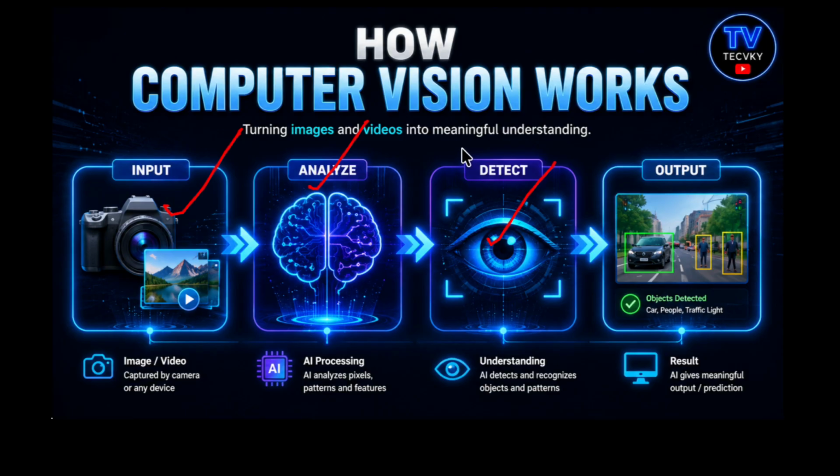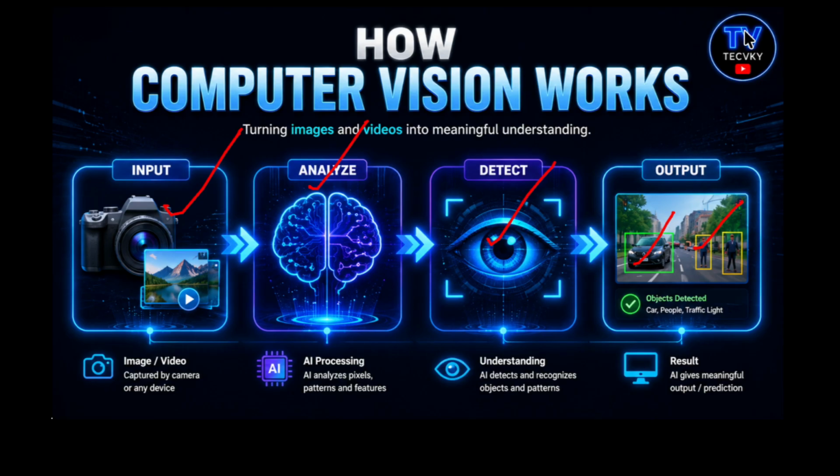For example, it can distinguish between a person, a car, a traffic sign, or an animal. In videos, computer vision can also track movement and understand how objects change positions over time. Based on this analysis, the system can recognize and understand what it sees and then make intelligent decisions or provide useful information. For example, a self-driving car can detect pedestrians and traffic signals, while a facial recognition system can identify a person from a photograph. This ability to convert visual data into meaningful information is what makes computer vision such a powerful AI technology.